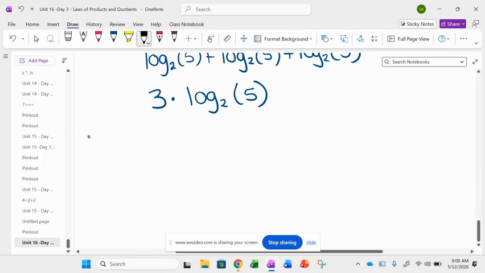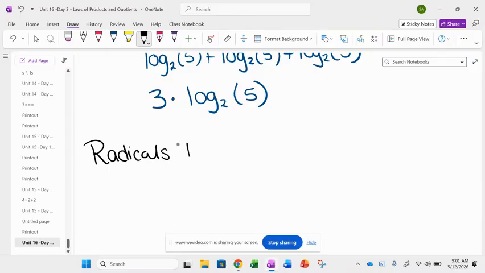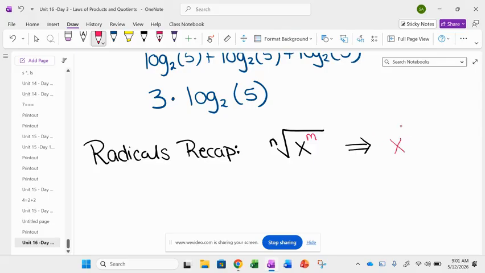And now I just want to recap something about radicals real quick. Remember, if I have the nth root of x to the second power, how would I change that into exponential? Let's not have the second power. Let's have a variable power to the m power. Charlie? Good. X to the power of m over n.